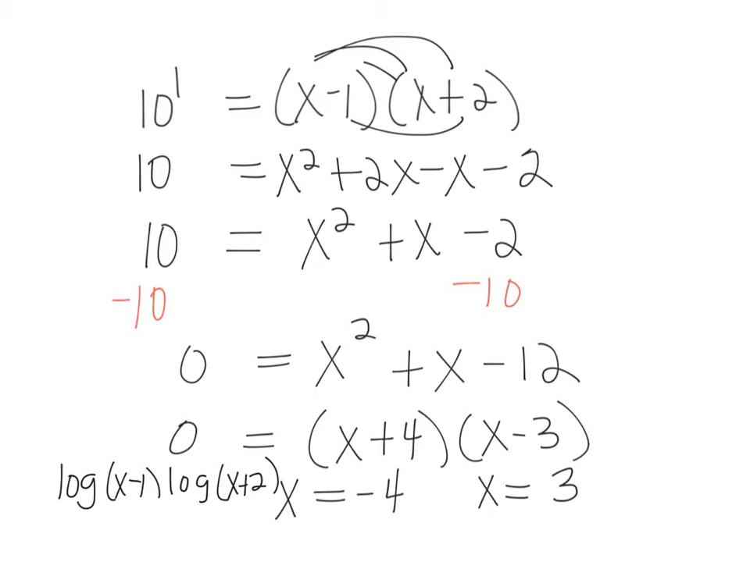So in looking back to the initial problem, which involved log of x minus 1 and log of x plus 2, this negative 4 is not going to work. But 3, when we plug it in, keeps those numbers positive, so our solution is x equals 3.